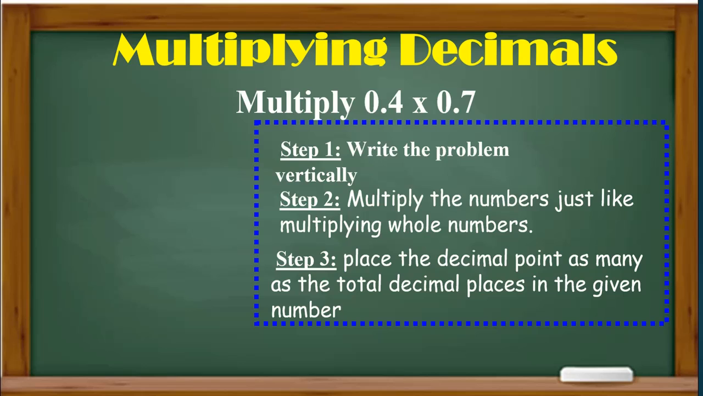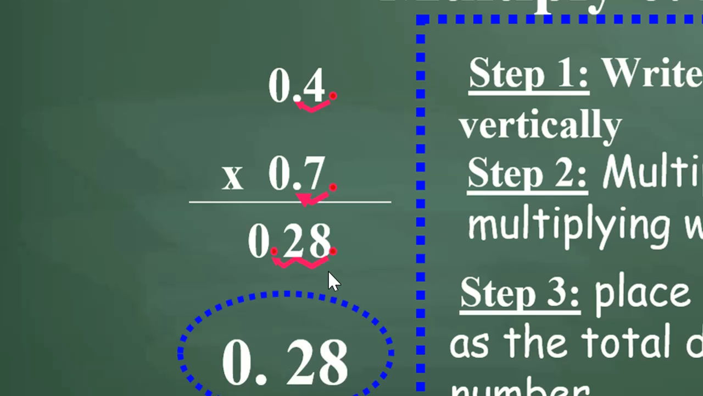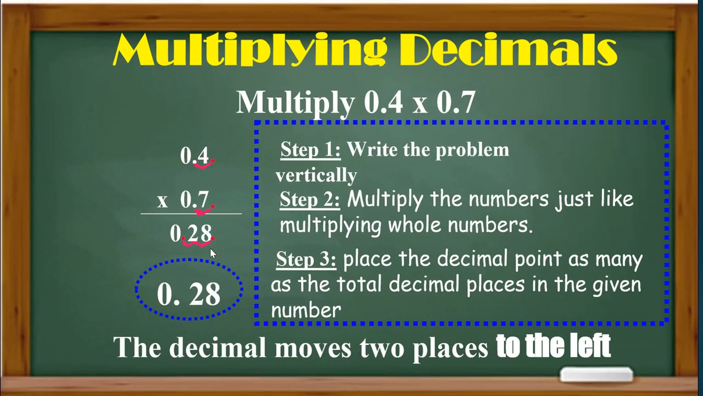Now let us solve. Let us multiply 4 tenths and 7 tenths. So write them vertically, then multiply the numbers just like multiplying whole numbers. 7 times 4 is equal to 28, carry 2. 7 times 0 is equal to 0, plus 2 is equal to 2. Then count the decimal places. 1, 2. So move 2 decimal places to the left. So our answer will be 28 hundredths.